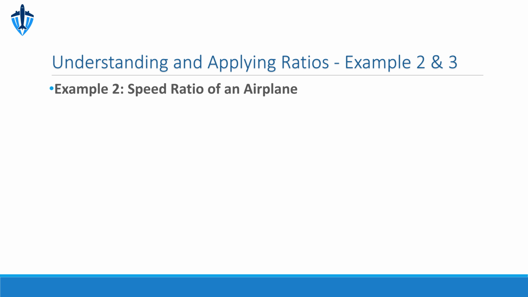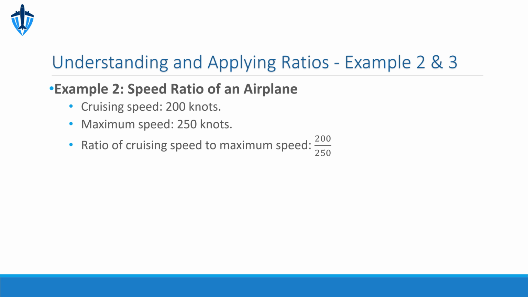First, let's consider an airplane's speeds. If its cruising speed is 200 knots and its maximum speed is 250 knots, the ratio of cruising speed to maximum speed is 200 to 250. Reducing this fraction to its simplest form gives us 4 over 5, or a ratio of 4 to 5.